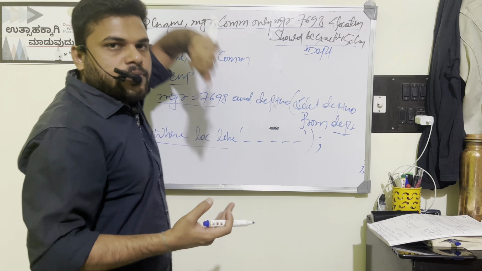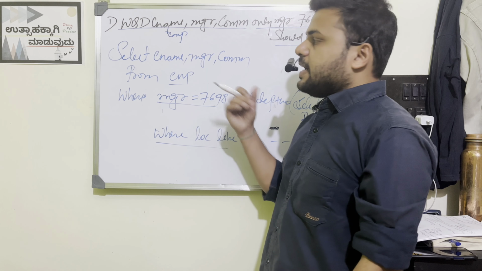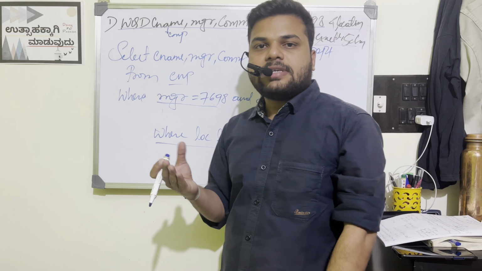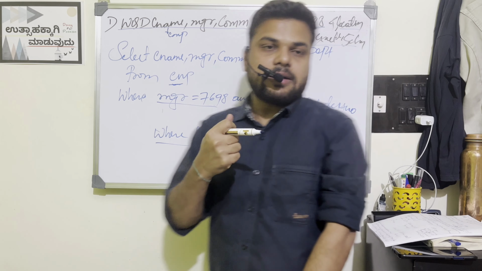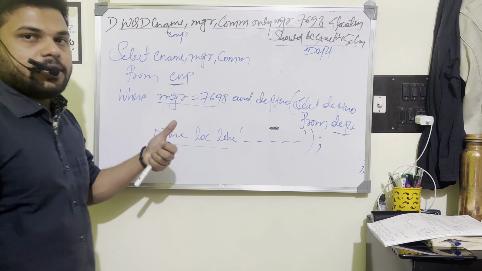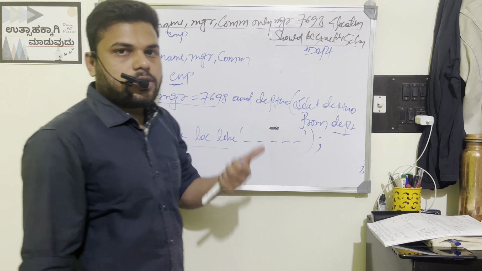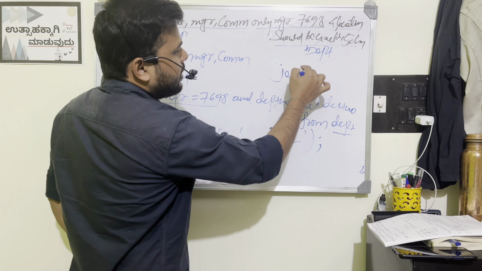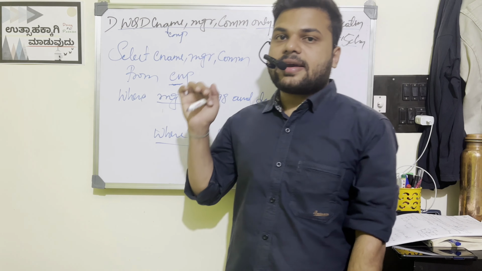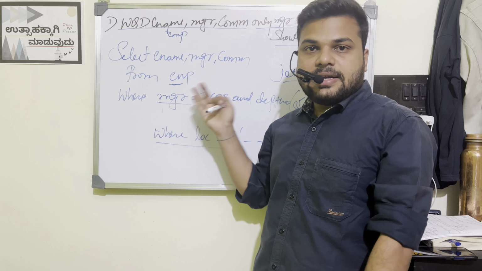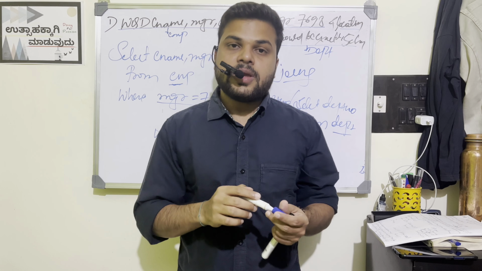Here in case 2, the drawback is we can link multiple tables, but we cannot display multiple table columns simultaneously. I am writing employee columns here and department columns here. I am not writing both the columns at a time. To overcome this drawback, we will go for joins.